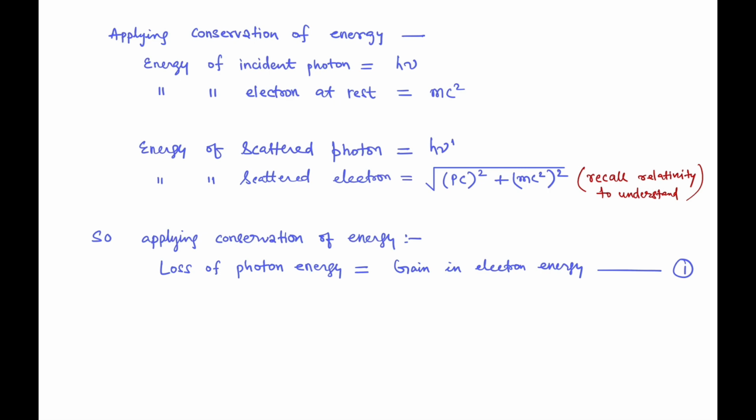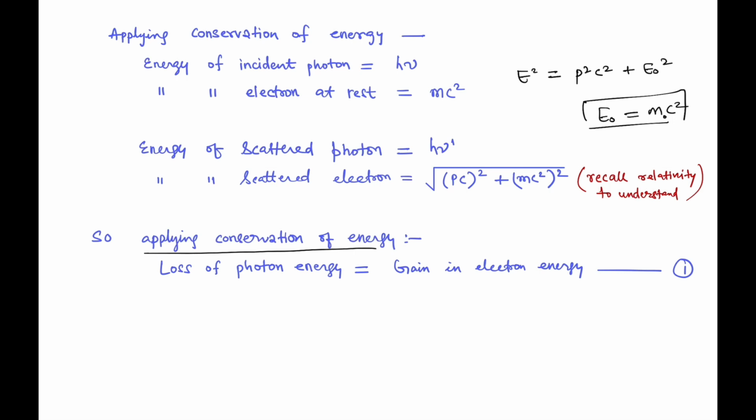In relativity, you know that the formula is given by E square is equal to P square C square plus E naught square, and this E naught is actually mc square. Okay, or many people also write it m naught c square. So applying conservation of energy principle, you know that whatever loss there will be in photon energy, the same energy will be gained by the electron.